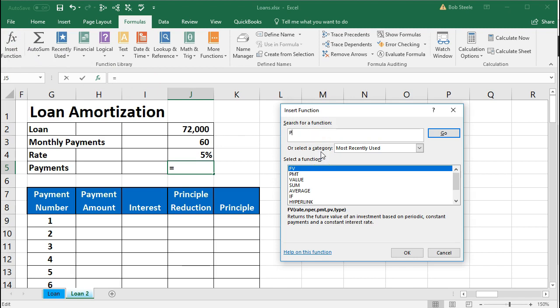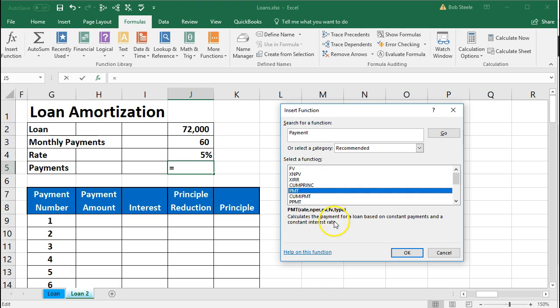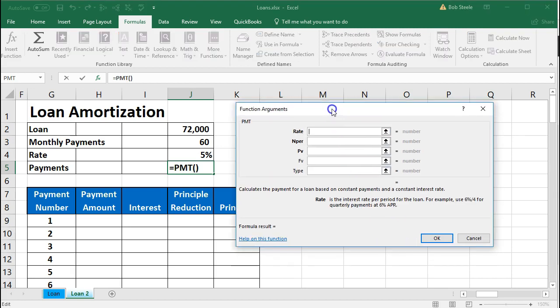What we want is a payment formula. What's going to be a payment if I know all this stuff? And that should be the PMT. If I select that, it says calculate the payment for a loan based on constant payments and constant interest rate. That's the one we want. We'll select that. It gives us a little calculation box, and we're just going to put the information into the box as it has instructed us to do.